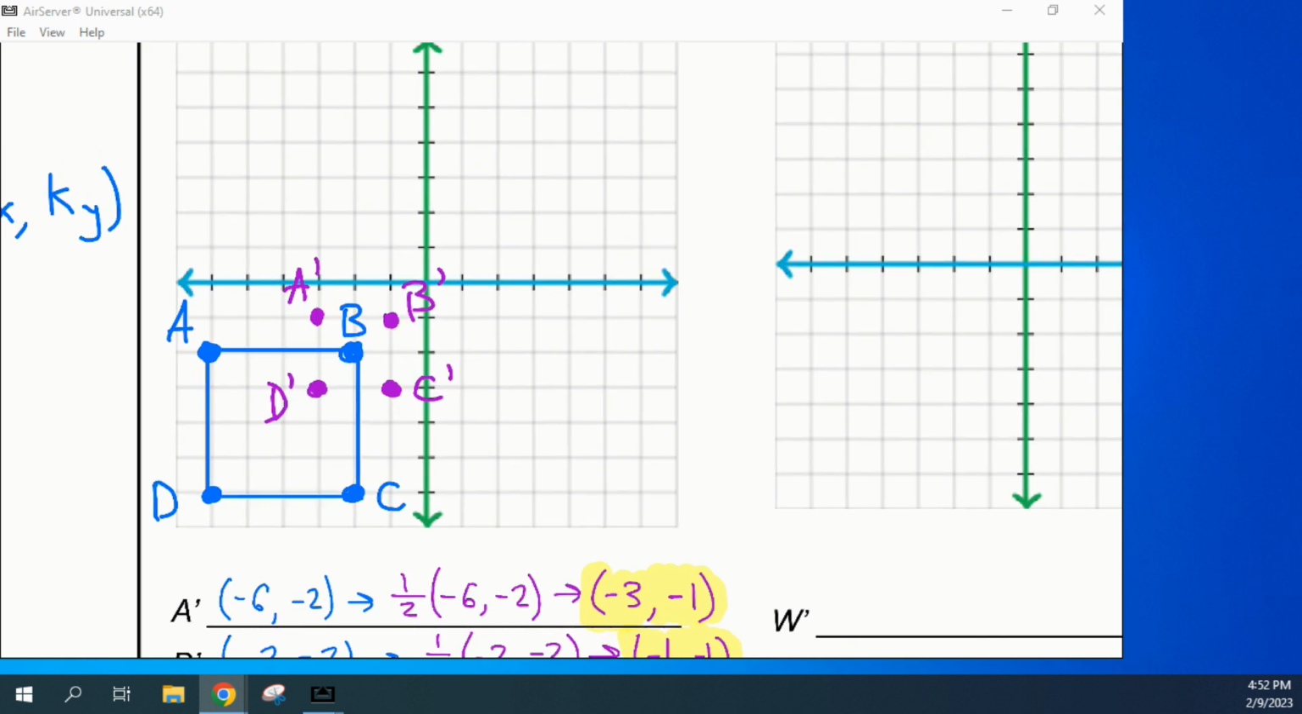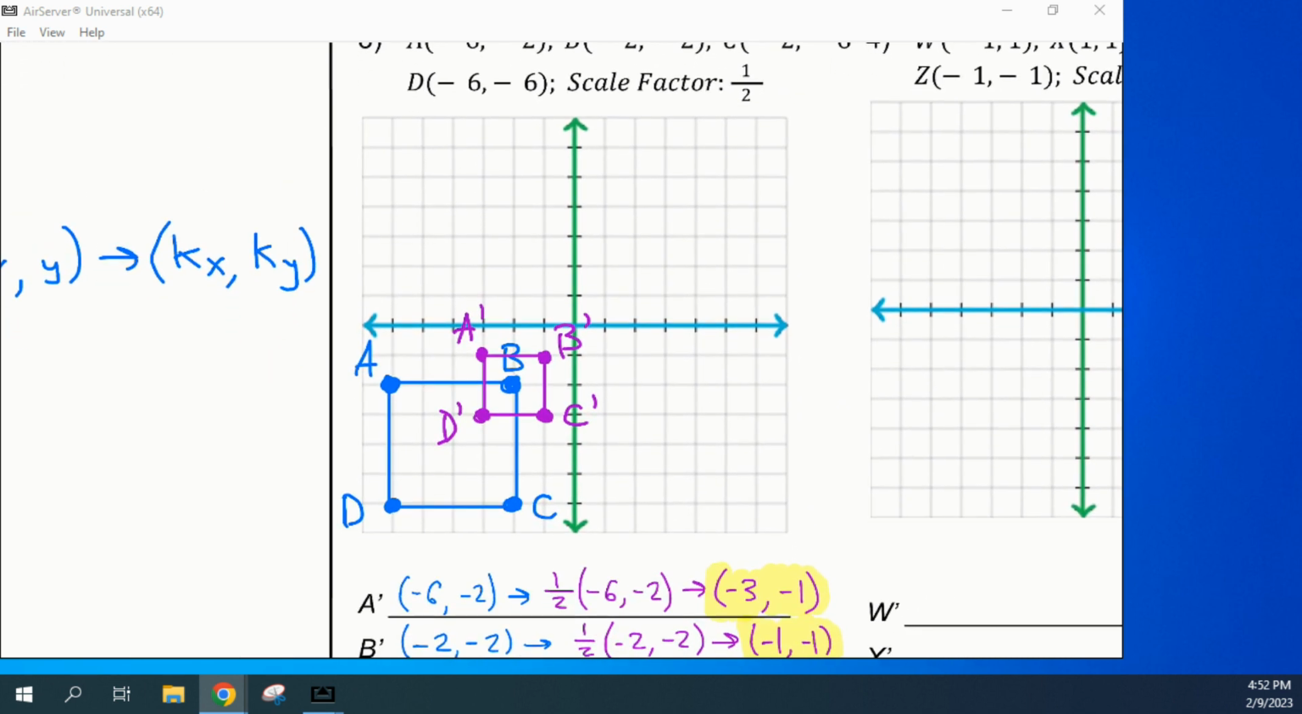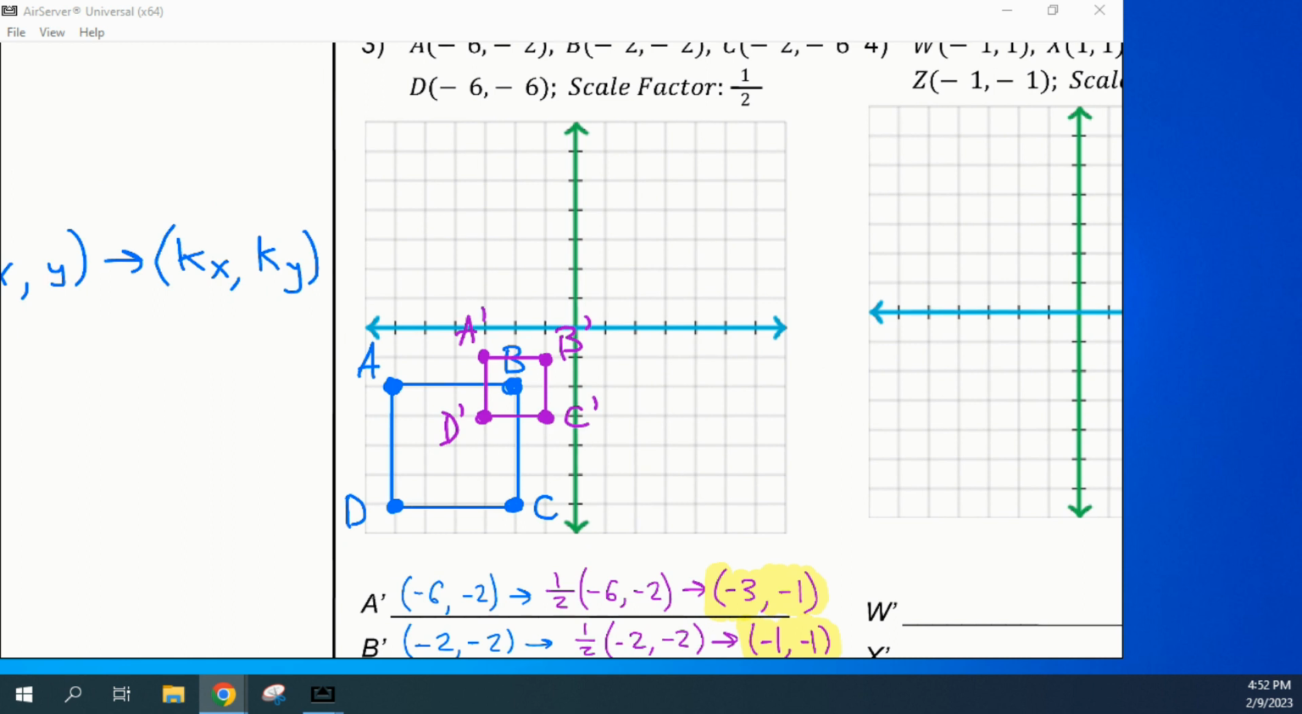Okay, so I'm going to connect my dots, obviously. And what you'll see is we still have a square. We could check the scale factor by doing what we did on the front page, but we don't need to. That square right now is 1/2 the size of our pre-image, which is what I have in blue. Okay. Take a breath. It seems like a lot of work. I'm just kind of dragging it out a little bit.